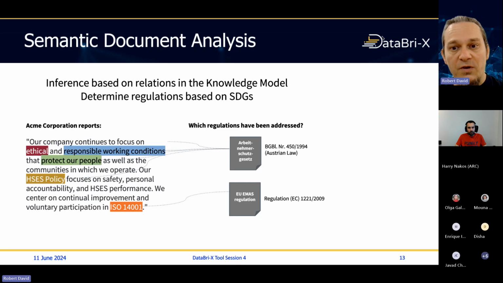So we can go a step further and use the knowledge model to draw some conclusions for this document and ask the question which regulations have been addressed. So the SDGs are linked in the knowledge model with other concepts. And here we see that we can identify an Austrian law, the Arbeitnehmerschutzgesetz, that is related to what is found in the document. And at the bottom, the EU EMAS regulation, which is also associated with this document.